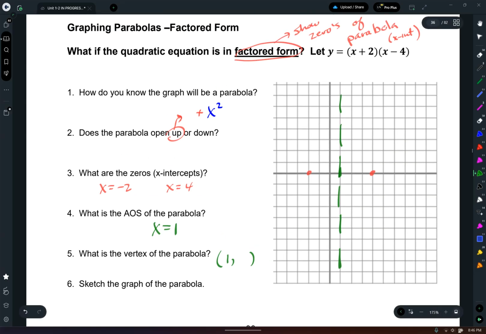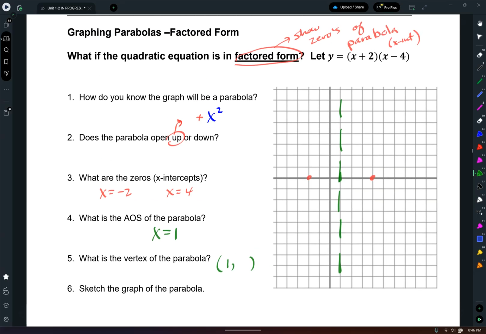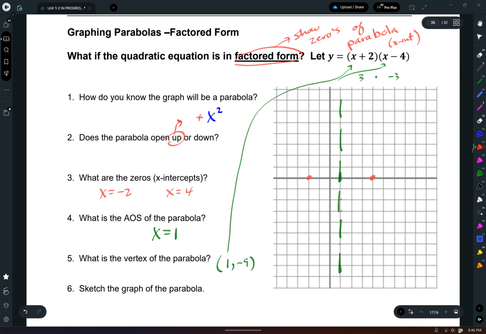Well, how do I know what the y value is? Well, what do we do on standard form? Didn't we plug this in? Well, if I plug in a 1 up here in place of every x, in the first parenthesis, I'm going to get 3, 1 plus 2. In the second parenthesis, I'm going to get negative 3. So wouldn't the y value be negative 9? So on the axis of symmetry, down at negative 9 is where I'm going to have my vertex. I lost track. 1, 2, 3, 4, 5, right here.